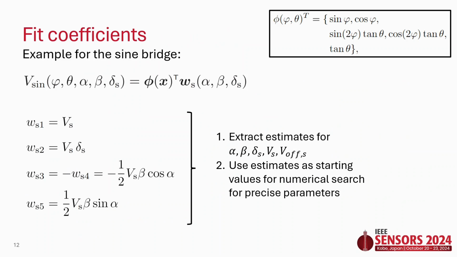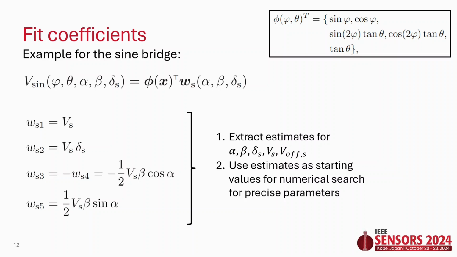It follows that the new bridge output can now be written as a scalar product of the basis functions with a weight vector. And if you do the small angle approximation, it turns out that the information about the waveform parameters and the Euler angles is already contained if you do a linear fit, and you can extract estimates for all those parameters. However, this was only a small angle approximation of second order, so if you need more precise results, you can use those values as starting values to compute the problem numerically.